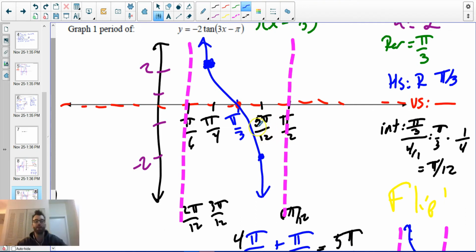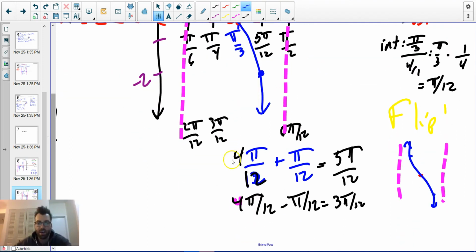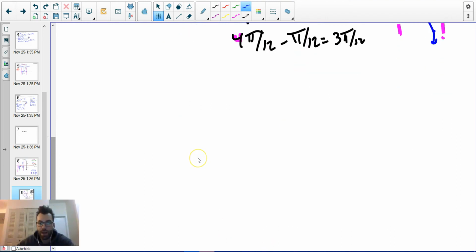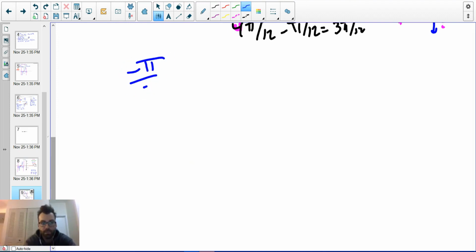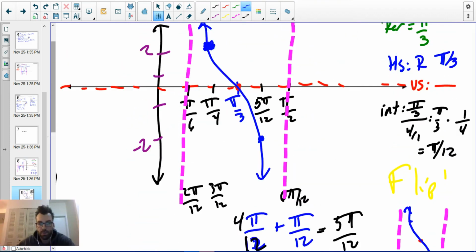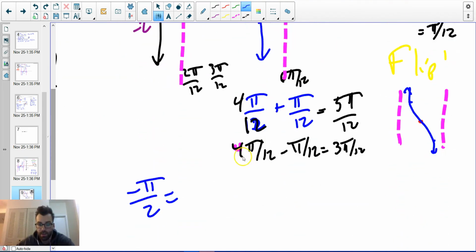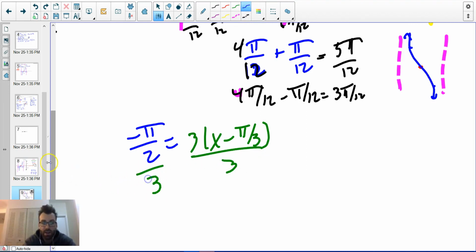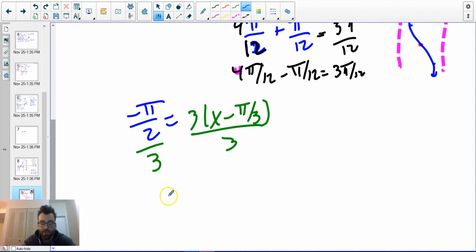Okay, so if you remember back to our last video, I said you could also find your vertical asymptote by setting negative pi equal to b times x minus c, which is right there. All right, well, I'm going to do that. 3 times x minus pi over 3. So I would divide both sides by 3. This is another way to find your first vertical asymptote. If I divide by 3, that's multiplying by 1/3. So I have negative pi over 6 equals x minus pi over 3.